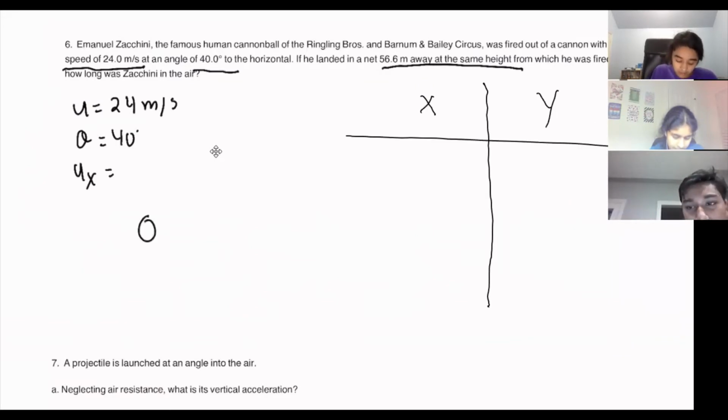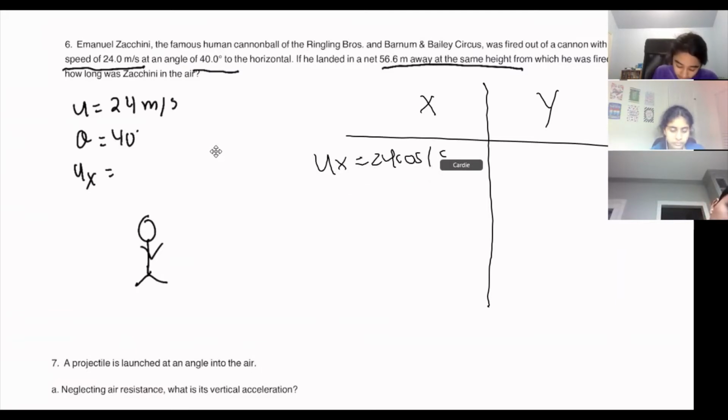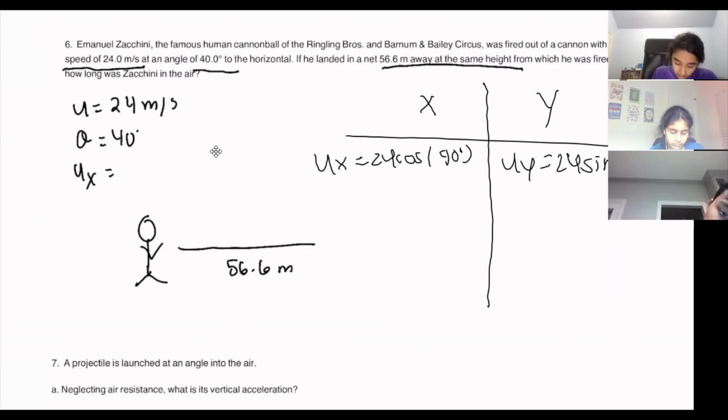So I would draw someone. So you fire out of a cannon, 56 meters, 40 degrees.